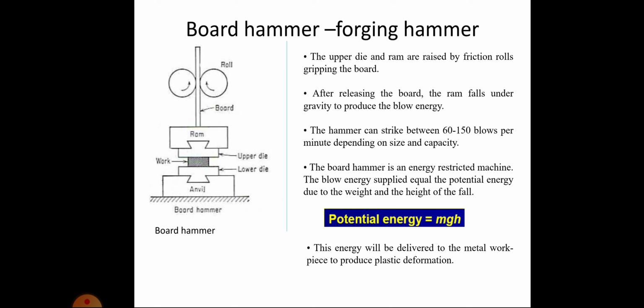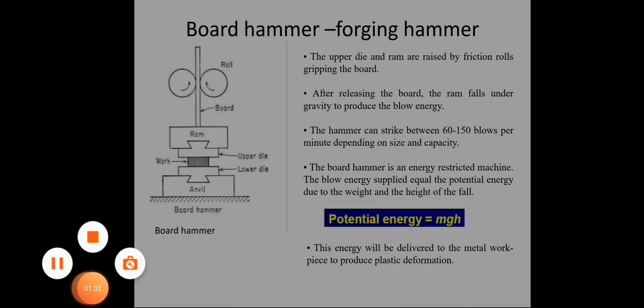The hammer can strike between 60 to 150 blows per minute depending upon size and capacity of the hammer. The board hammer is an energy restricted machine. The blow energy supplied equals the potential energy due to the weight and the height of the fall. That is, potential energy is equal to mgh. This energy will be delivered to the metal workpiece to produce plastic deformation of the metal.